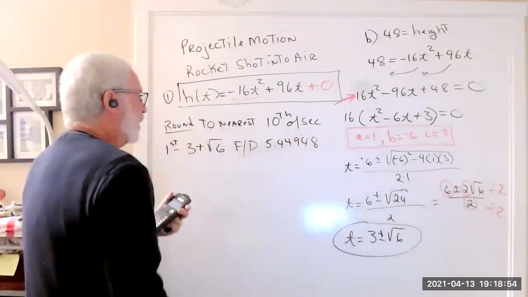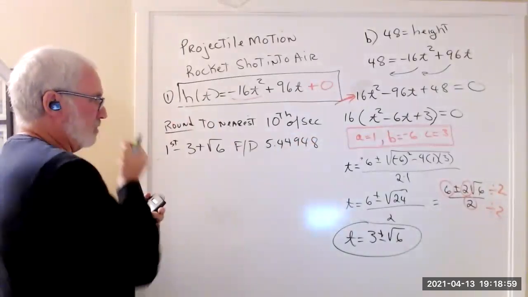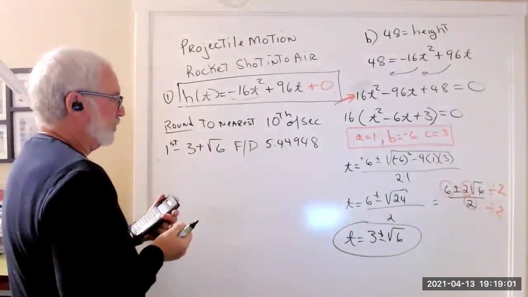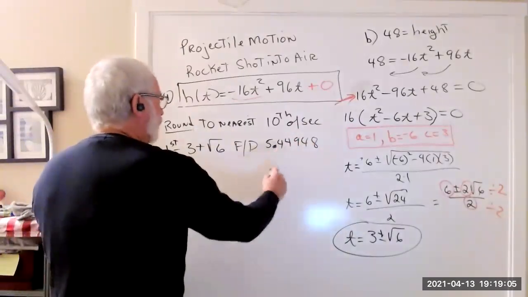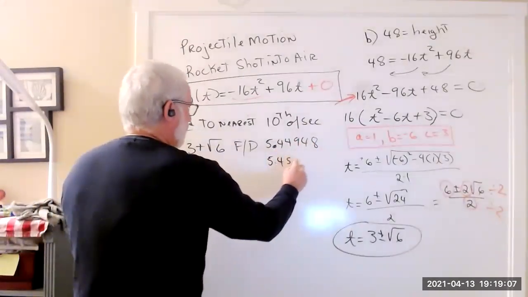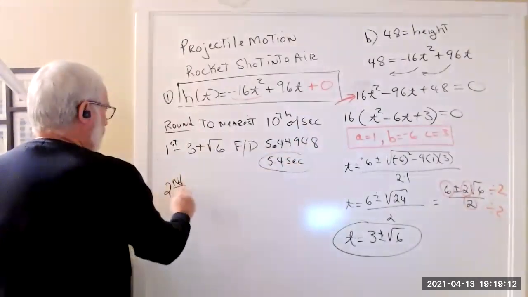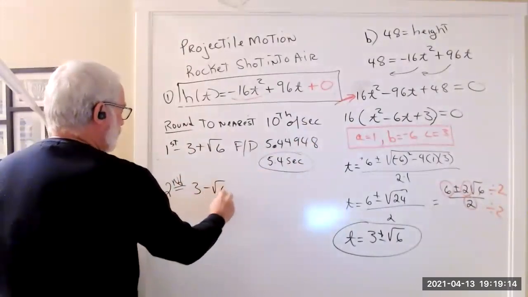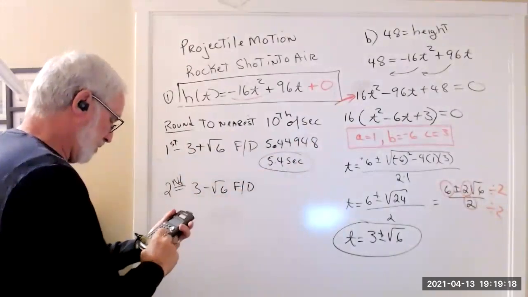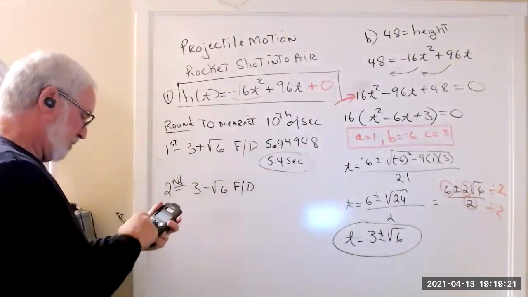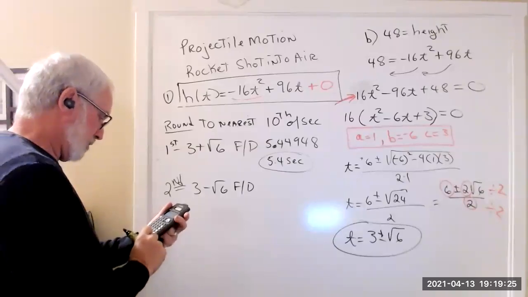So you're going to get 5.44948. How do you round that to the nearest 10th? What would that be? 5.4, right? 5.4 seconds, right? So there's our first answer. Second answer, we go 3 minus the square root of 6 and hit the FD key. I keep getting syntax error.